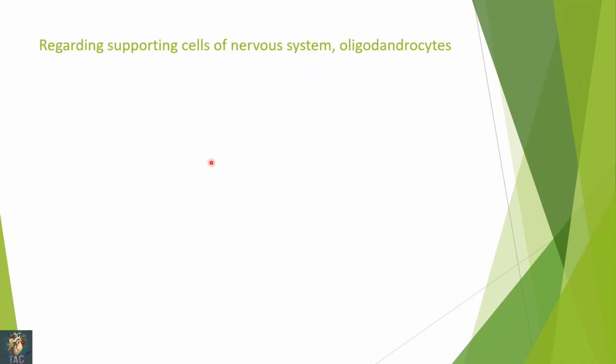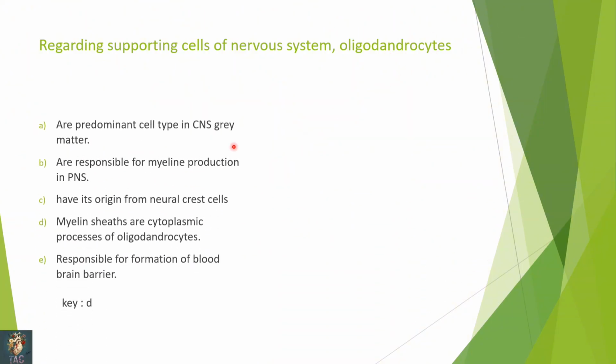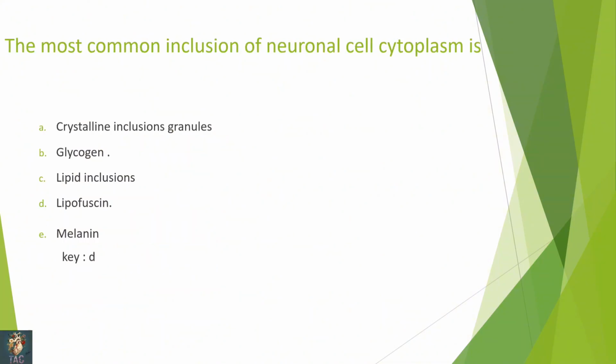Another MCQ is regarding supporting cells of the nervous system, that is oligodendrocytes. The predominant cell type in CNS gray matter? No, these are the glial cells. They are responsible for myelin production in the peripheral nervous system? No, they are responsible for myelin production in the central nervous system. They have their origin from the neural crest cells? No, the Schwann cells have their origin from the neural crest cells. Myelin sheaths are the cytoplasmic processes of the oligodendrocytes? Yes, it is true. Responsible for formation of the blood-brain barrier? Again, a wrong option because astrocytes are responsible for this function. So the correct option is D.